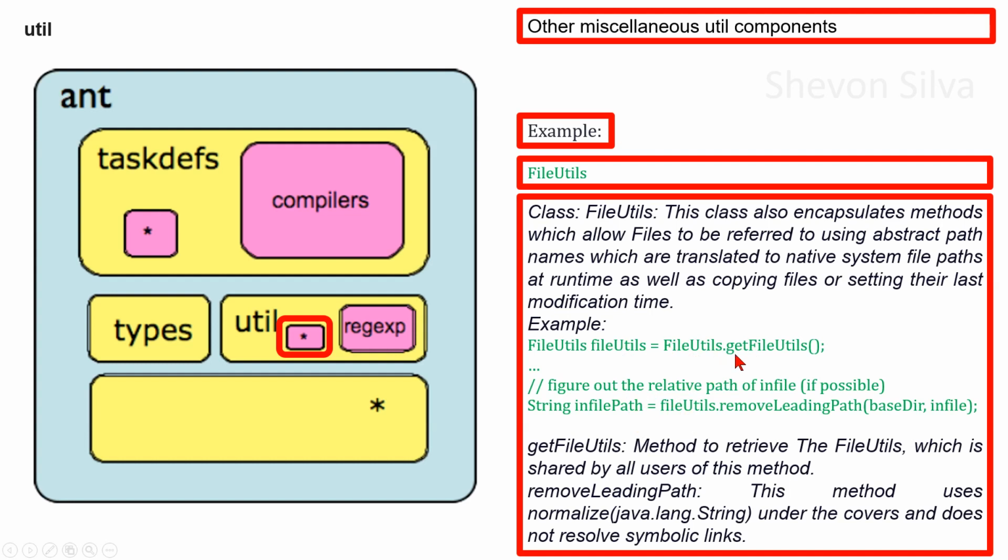Here you can see a getFileUtils method to retrieve the FileUtils, which is shared by all users of this method. Here removeLeadingPath: this method uses normalize java.lang.String under the covers and does not resolve symbolic links. Here you can see a method to figure out the relative path of a path in a file, if possible.